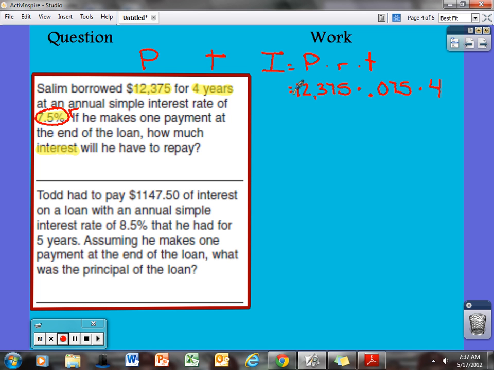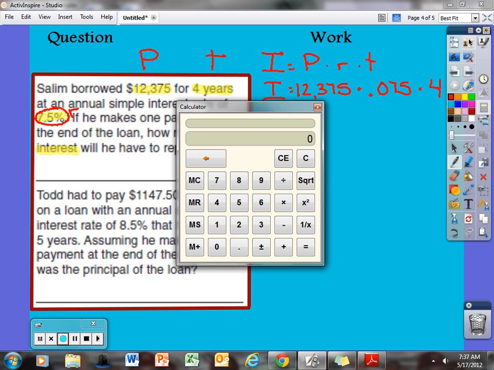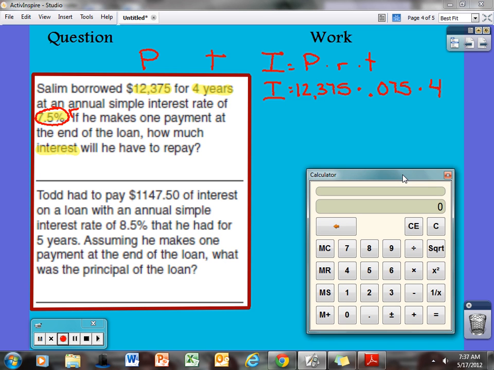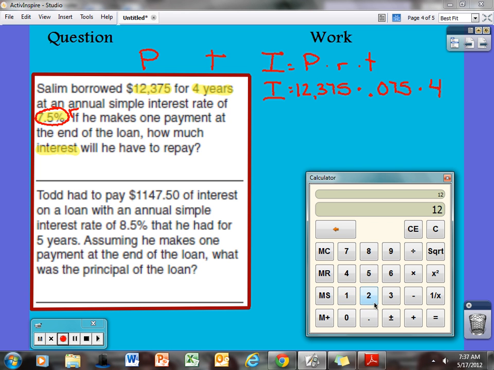Now when I multiply all that out, I should get how much he has to pay back in interest. So I'll break out my calculator here to help me out with some calculations. I have $12,375 times. Remember, I converted 7.5% into a decimal because I said 7.5% out of 100. I divided that, and that's where I get moving that decimal 2 places to the left. The number appears to get smaller, but it's really equivalent to 7.5%. So I times that by 75 thousandths, and I times that by how much time he has to pay it back, which is 4 years.